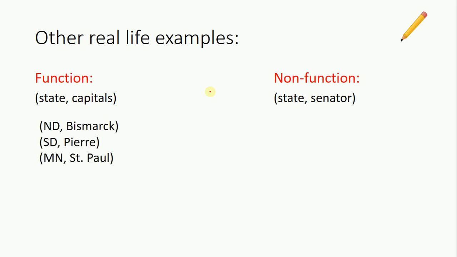So, other real-life examples of functions. States and capitals. Now, each state only has one capital. There is not a single state that has multiple capitals. However, a non-function would be state and senator. In North Dakota, we have two senators. We have Hoven and Heitkamp. That is not a function, because you cannot tell for exact which senator you are talking about. It'd be the same thing as me pressing North Dakota on a button, and no matter what, I'm going to get either Hoven or Heitkamp. I'm only supposed to get one.